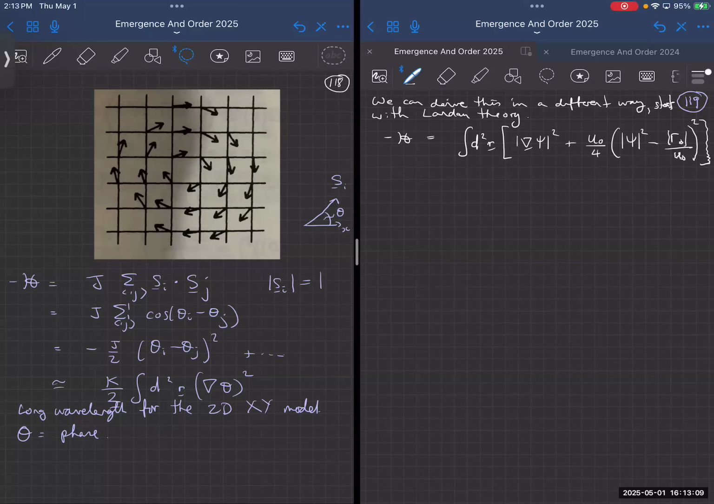Okay, so here now psi is, say, the wave function of a condensate, or it could be the O(2) model order parameter. So it's a two-component order parameter, so it's a complex number. Something like that.